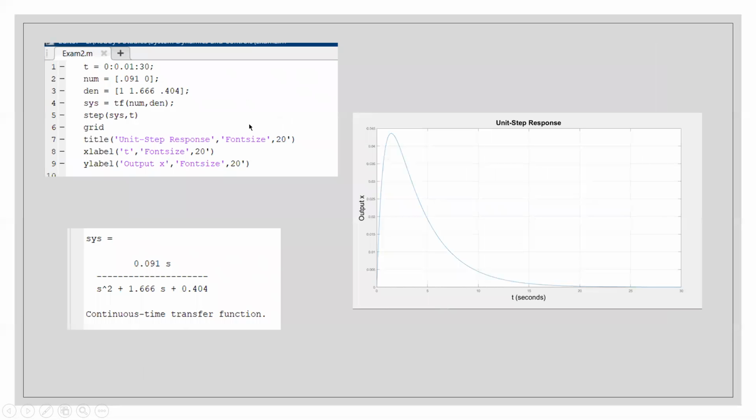And then here are the MATLAB functions that I built to plot it. This is equal to 1 over 11 in the numerator, and our denominator is going to be s squared plus 1.66 s plus 0.404. And here we did the transfer function and then applied the right-hand side. And here you can see our transfer function right here. That's what this represents. Thank you for your time. Hope you have a good day.